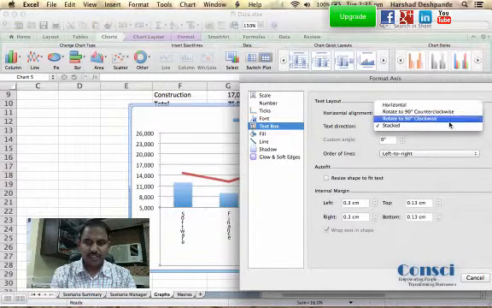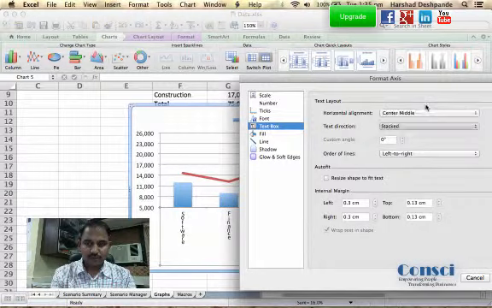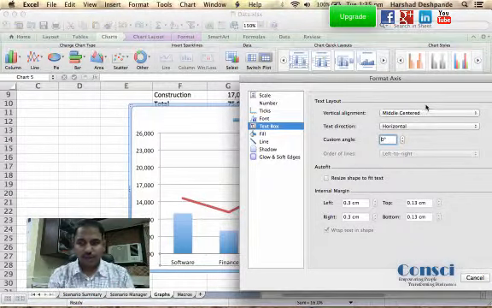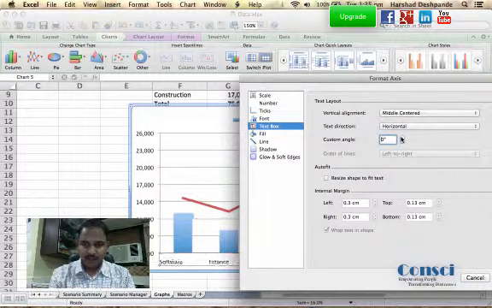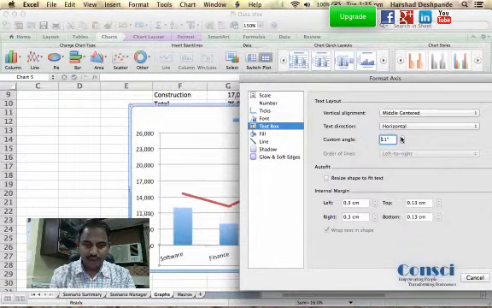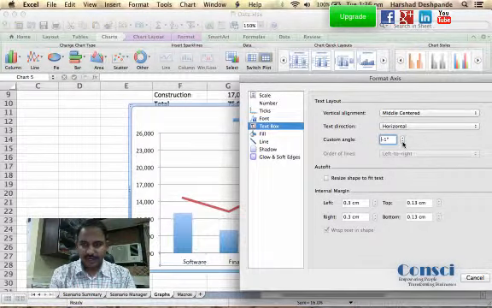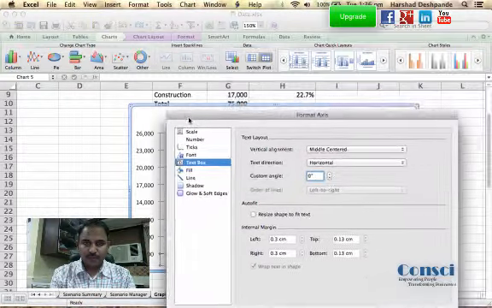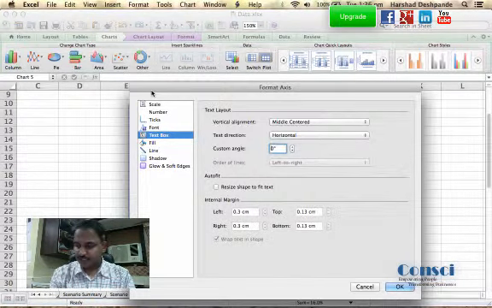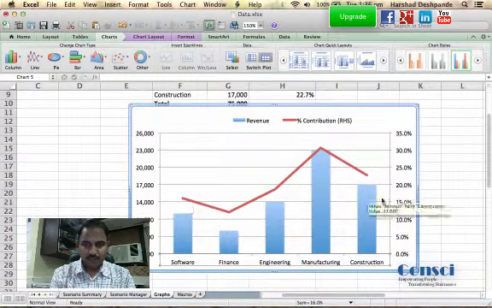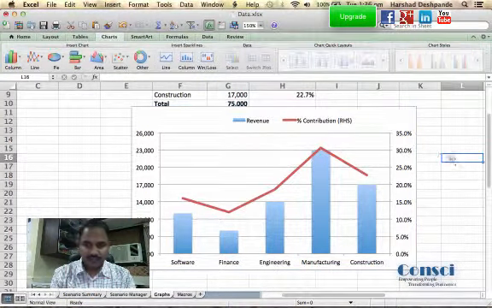Okay, and then it is in a stacked manner. Okay, so best way is to reflect in horizontal manner, and it also depends on what kind of title that you are working with. You can also increase the angle or decrease the angles as you want, depending on the length of your title. Okay, so that is broadly about formatting the horizontal axis. Now I will just say okay over here because we are broadly fine with this right now.